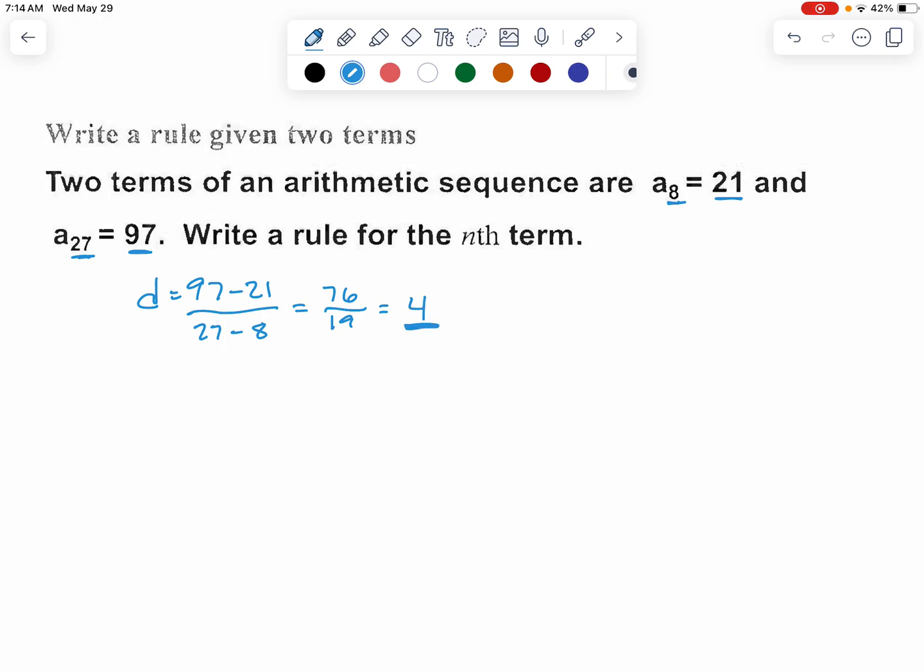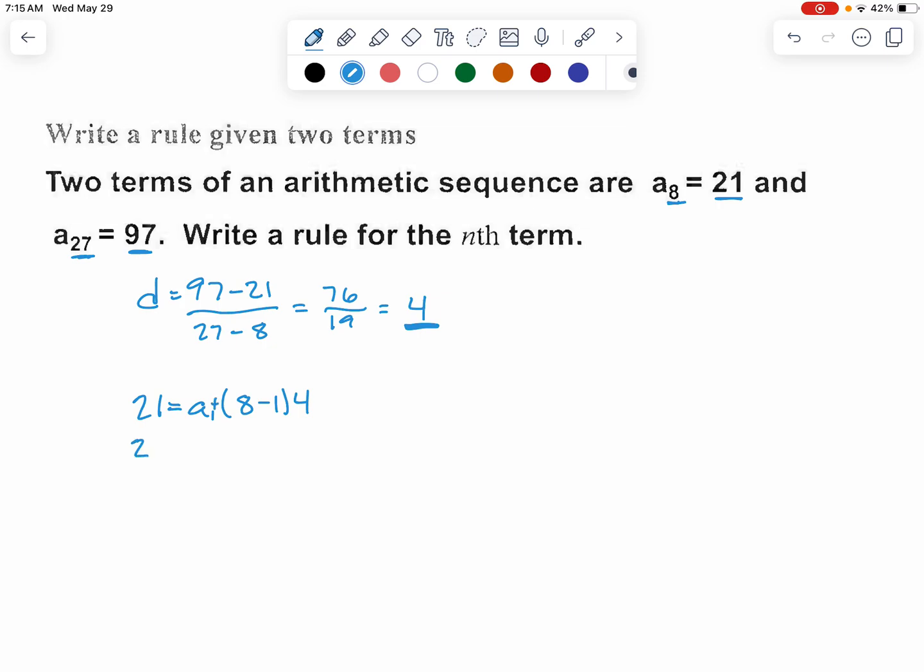Okay, and that 4 is big because that's going to help us find your initial term to help us write our rule. Now when we go to find that initial term, or a sub 1, you just need to pick one of your terms. A sub 8 equals 21, or you could use a sub 27 equals 97. Preferably, I like the smaller one because then it's easier to just kind of calculate my numbers. So I'm going to say that 21, just like we did before, is equal to a sub 1 times, when we do that, that's our 8th term minus 1 times your common difference of 4.